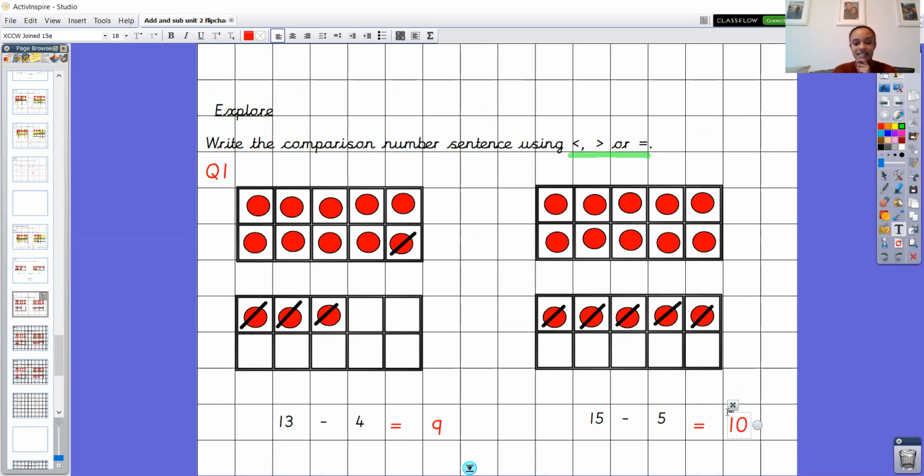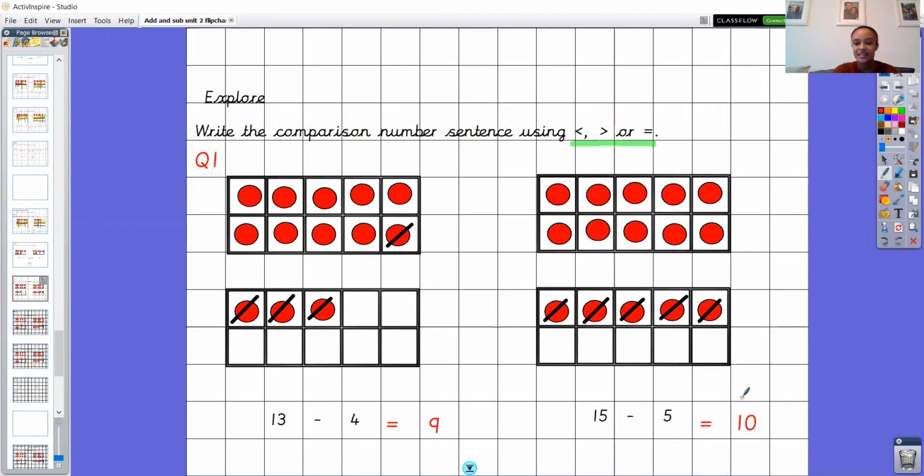Now I'm going to think about my symbol. Which one's the biggest number? My biggest number is 10, so it's going to face the 10, and that means it's the less than symbol, because when you read it, the smallest part is coming first, that means it's less than. I'm going to highlight the bits that we're going to say.